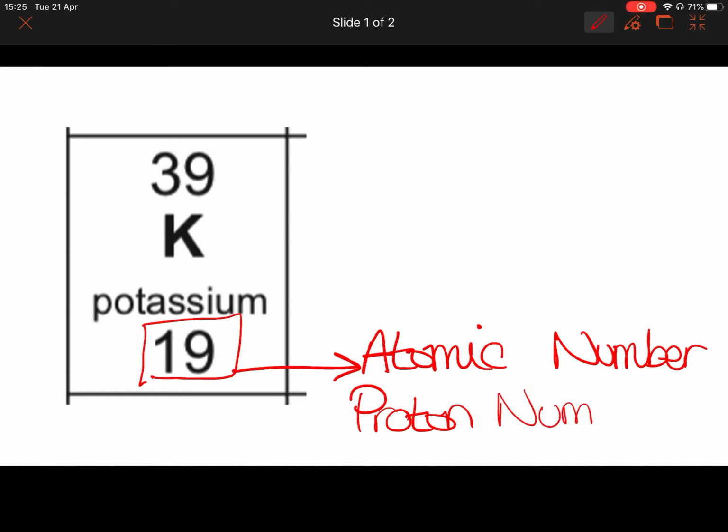It's called the atomic number because it defines what element that atom is. If it's got 19, it must be potassium. It can't be anything else. So it's the proton number, so it is going to tell us how many protons we've got.